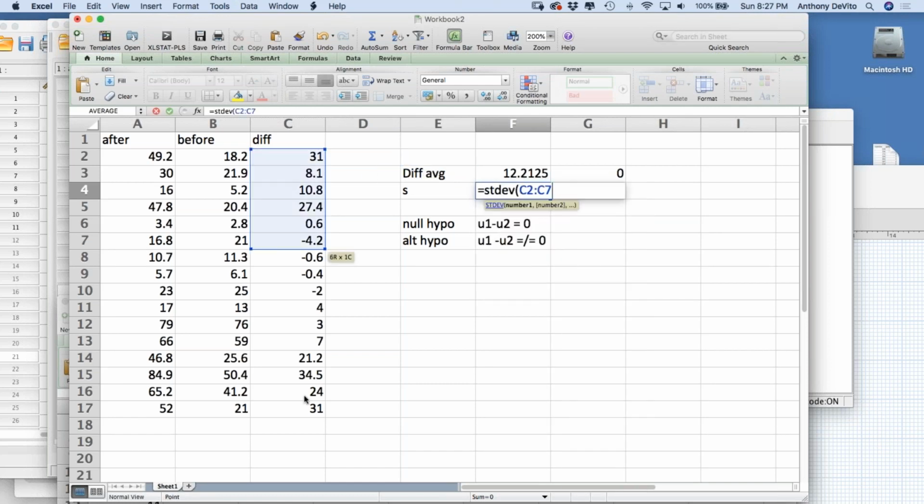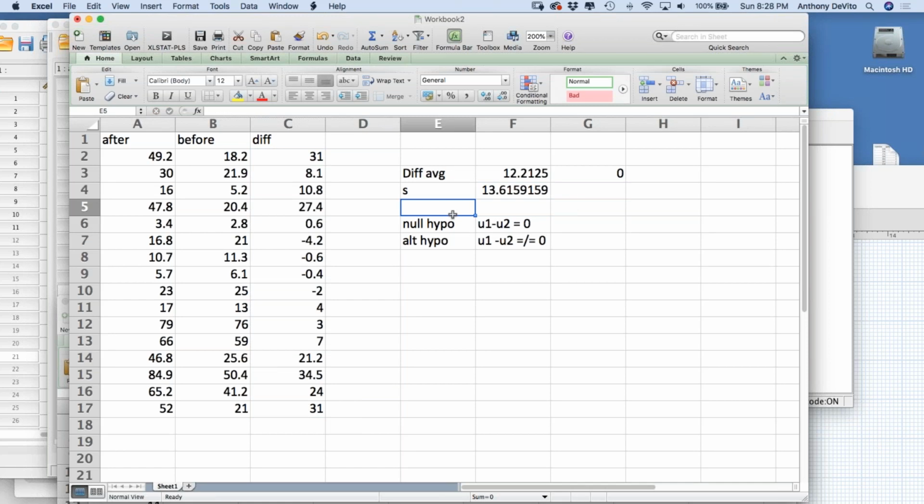That's going to be equal to this. And I'm going to calculate my standard error. That's going to be equal to my standard deviation divided by the square root of the sample size. Sample size is 16, right? So that's going to be equal to 4. And then I can calculate my t-value.